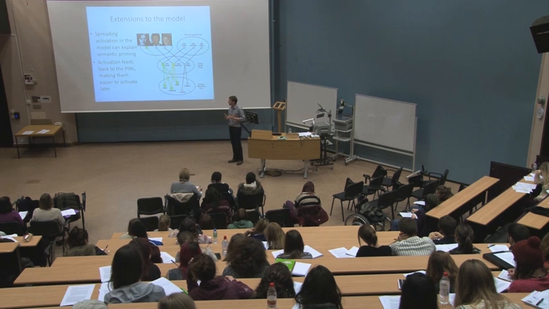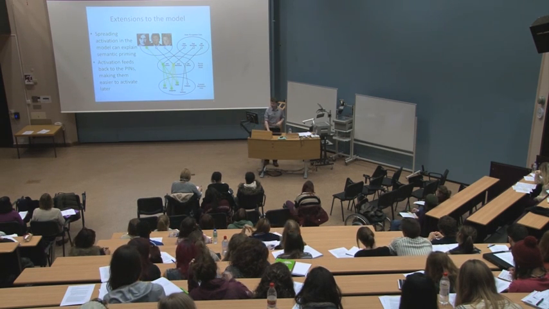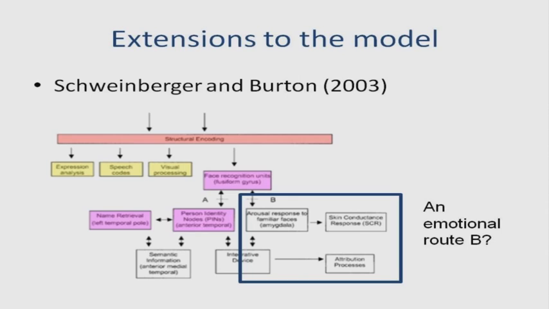It's been revised subsequently in lots of different ways. Here's one way that we're going to come back to after the break. Schweinberger and Burton said, okay, we've got these two routes. We've got this route for doing things in the moment to do with expression and speech processing. And we've got this route to do with detecting identity and recognizing a name. But they said, well, there's something else going on as well to do with emotion. So the model looks a bit different here, but it's the same kind of idea.